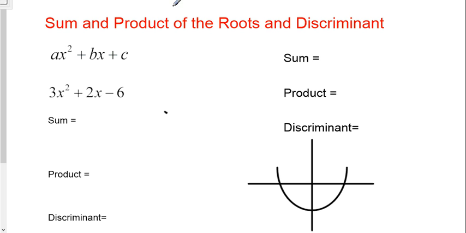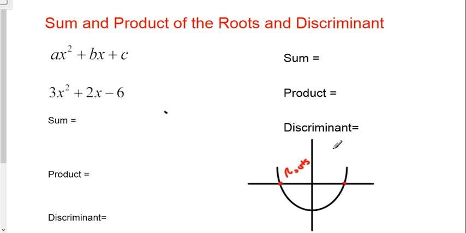If you were to graph a quadratic equation or any other nonlinear equation, and you were to determine where that graph crosses the x-axis, so in this case it crosses here and it crosses here, you would have two x values. If you were to add those two x values together, you would find the sum of the roots, because these are the roots. And if you were to multiply these two x values, you would get the product of the roots.